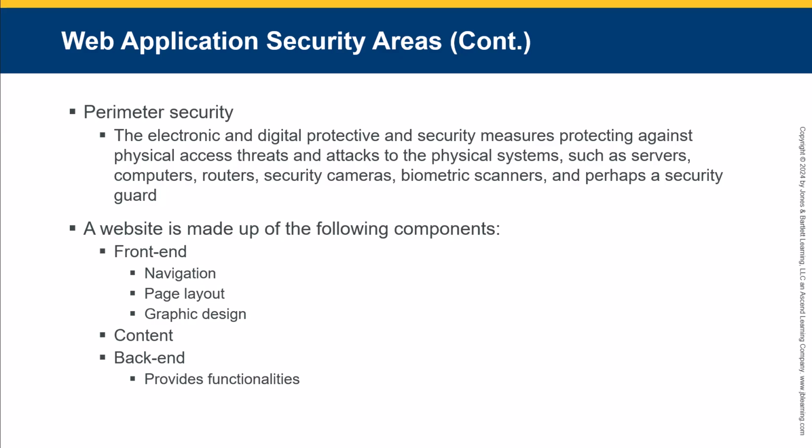A website is made up of the following main components. Not sure why this is a security area, but it is. You have your front end, that's the navigation, the page layout, the graphic design, things like that. You have the content, and then you have the back end, which provides the functionality. So those are the makeup of a website.